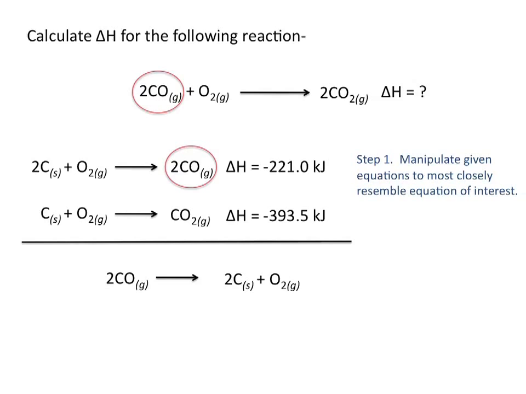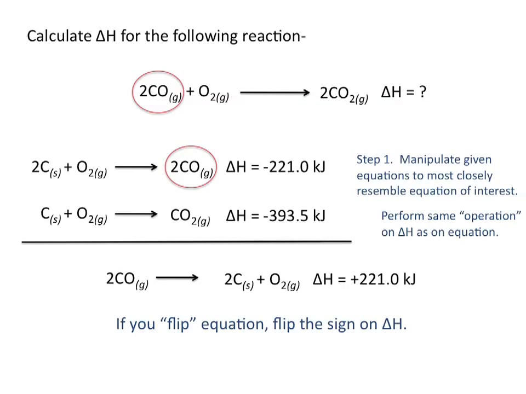And because we flipped this reaction, we need to flip the sign on delta H. Remember, the delta H value for a reaction written in the opposite direction is of the same magnitude but of opposite sign. So if we flip the equation, we flip the sign on delta H. If 2 carbon plus O2 gives us 2 CO and the delta H value is negative 221 kilojoules per mole, then 2 CO going to 2 carbon plus O2 has a delta H value of positive 221 kilojoules per mole.